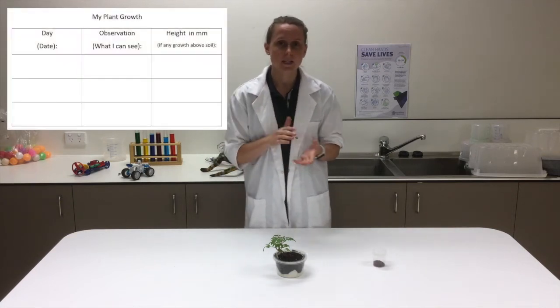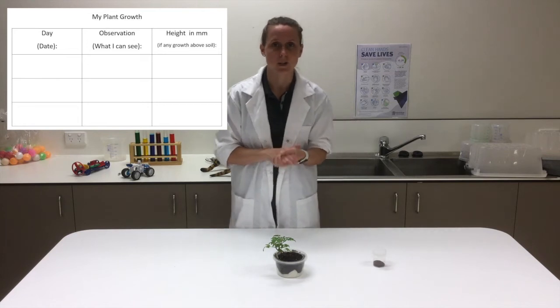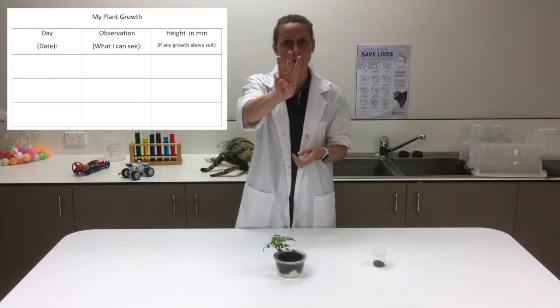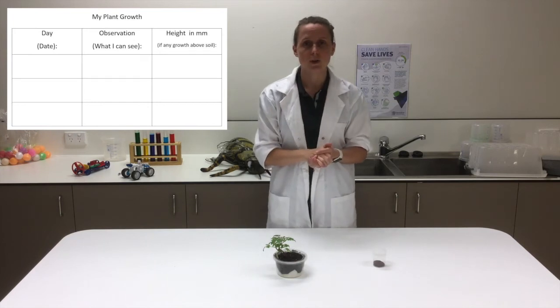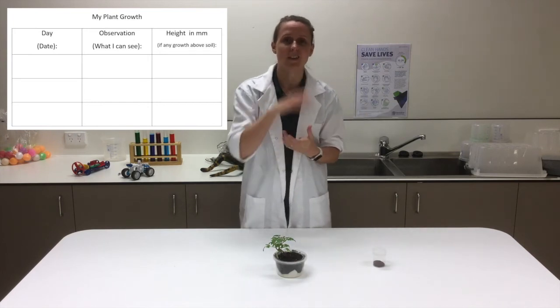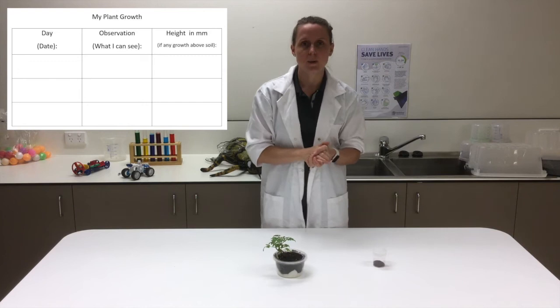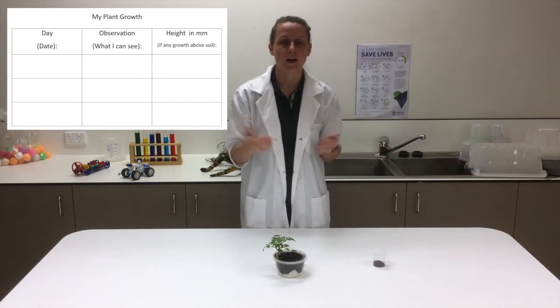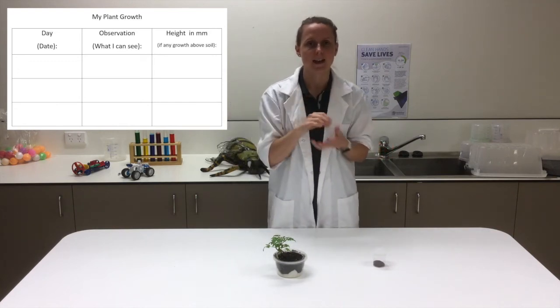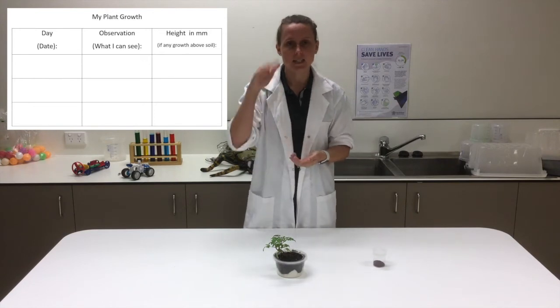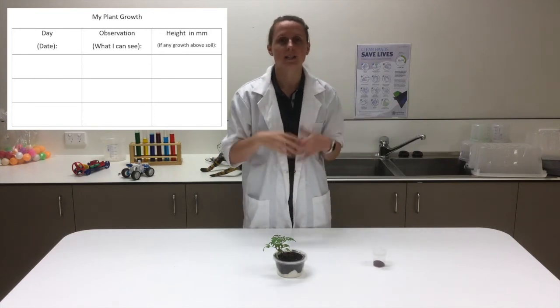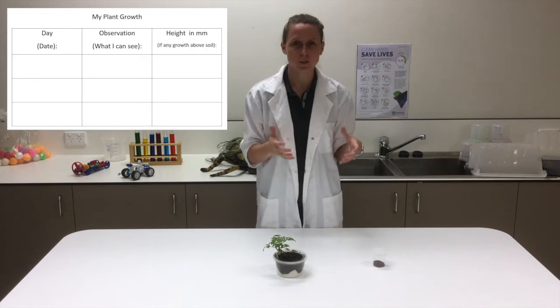Your job today is to rule up a table on a piece of paper. That table is going to collect information, and you're going to need to have 3 columns. In your first column, you're going to have the day and the date. So you might start today, and you might write down today's date, and you might call that day 1. In the second column, you're going to write down observations, and that's what you can see.